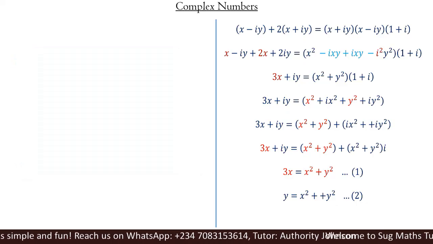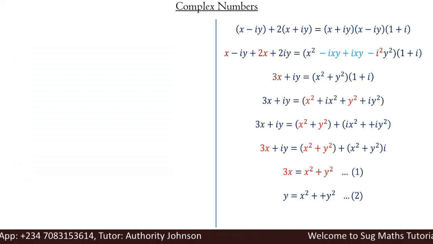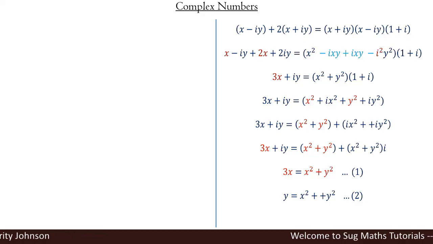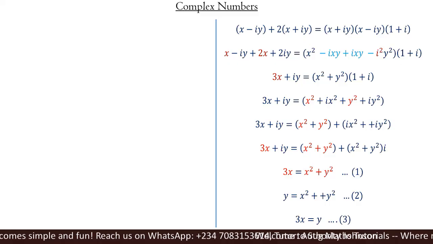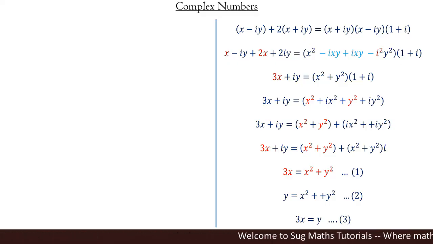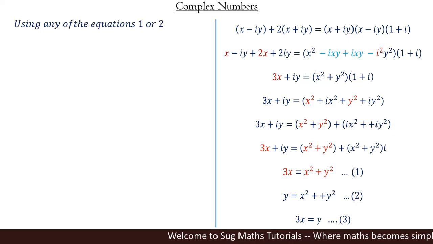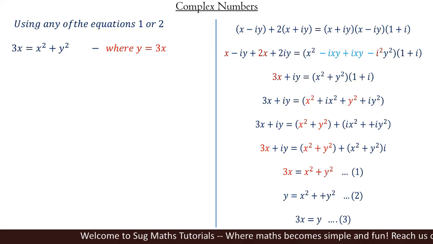You see that the terms on the right hand side, both of these equation 1 and equation 2, are equal, meaning that 3x is equal to y. So let's make this equation 3, meaning we have equation 1, equation 2, and equation 3. So we can use any of equation 1 and equation 2 to solve for the values of x and y.